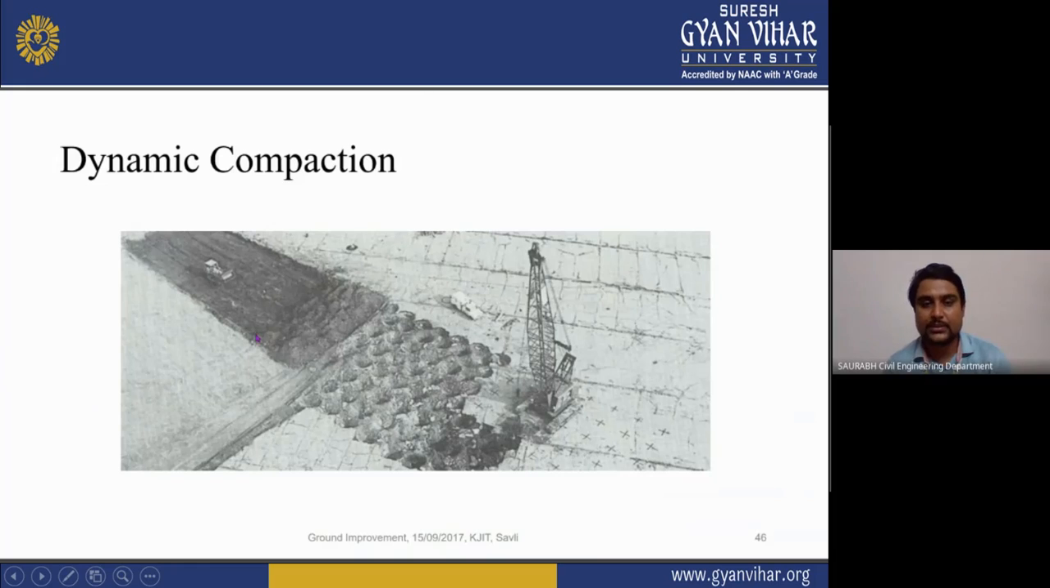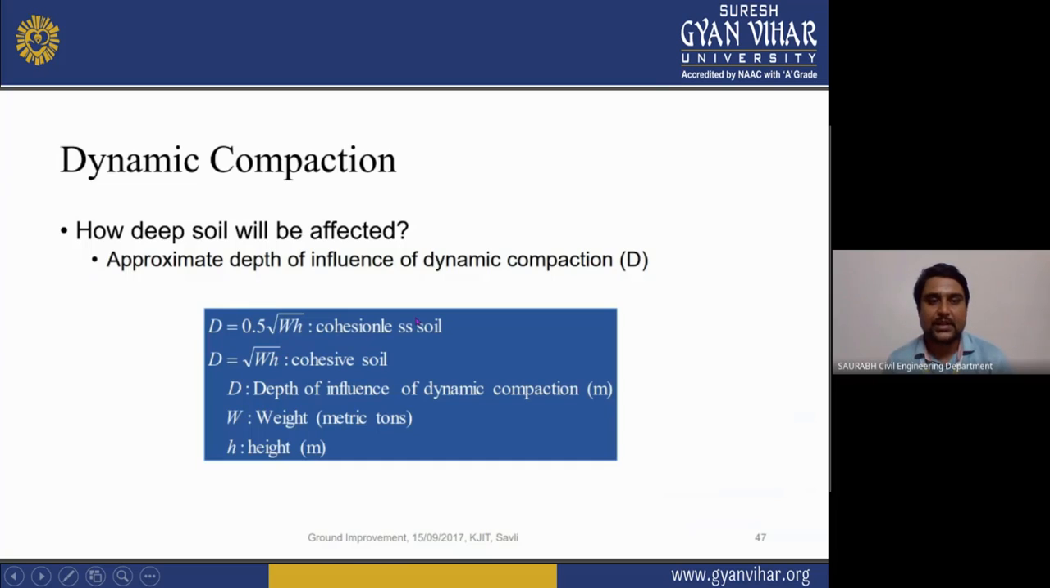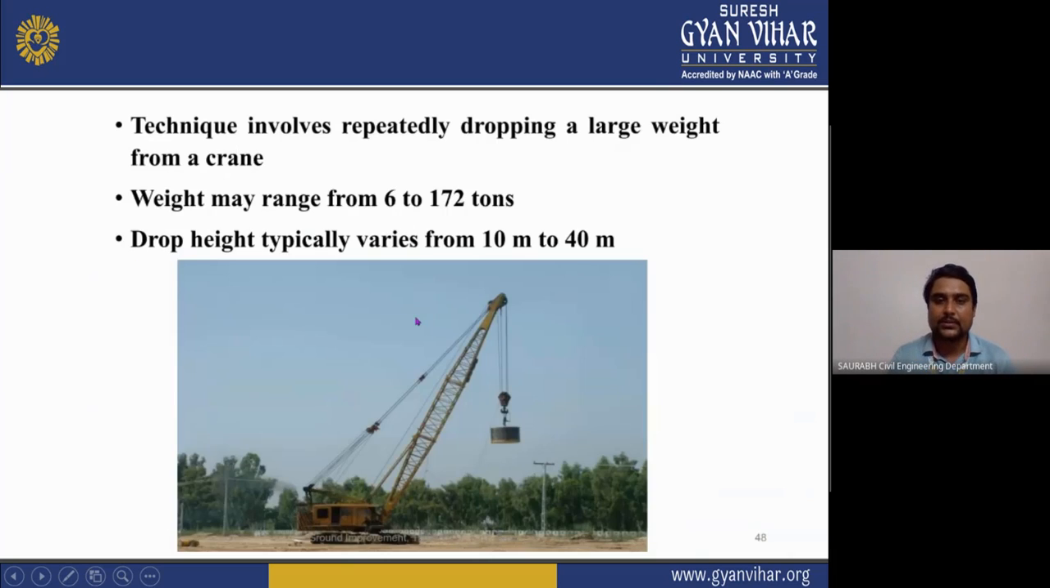This is the image. As you can see, we have to drop a heavy weight on the ground and it will do the dynamic compaction. In dynamic compaction, how deep the soil will be affected, the approximate depth of influence D of the dynamic compaction, as you can see, this is your formula: 0.5 root WH for cohesionless soil and D root WH for cohesive soil.